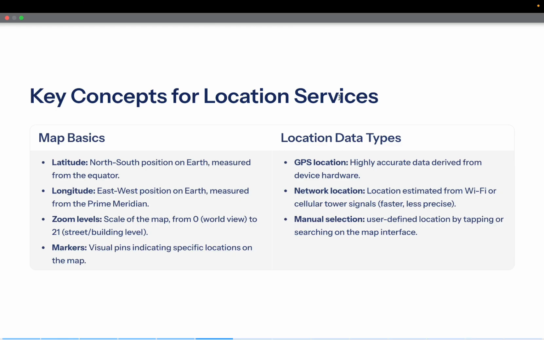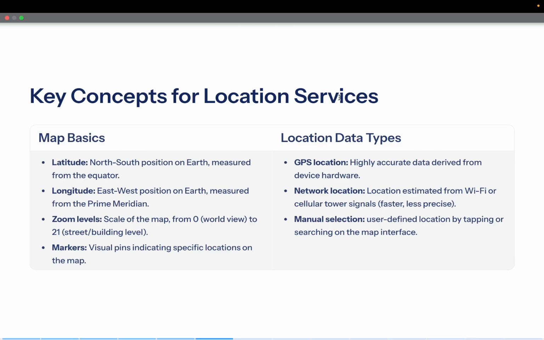The other one is zoom level, which helps to change the view of the map. The other one is markers. If we want to indicate any location on the map, mostly we use markers. The other one is location data types.